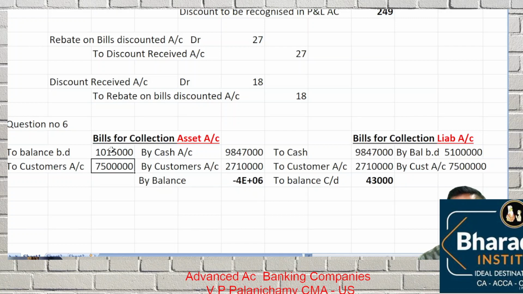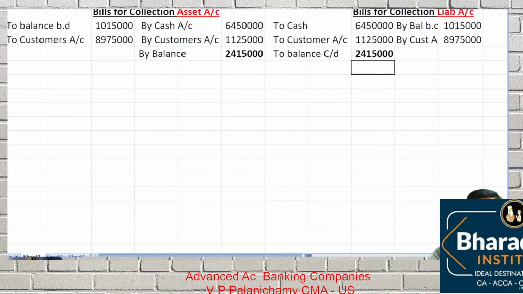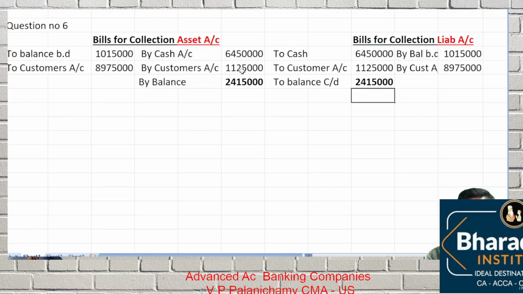Let me do it. What is the opening balance? 10 lakh 15,000. From customers, we receive 89 lakh 75,000. By cash, 64 lakh 50,000 collected. Dishonored is how much? 11 lakh 25,000. As a balancing figure, we get the closing balance. Just do the opposite in liability. Yes, 10 lakh 15,000, 89 lakh 75,000. Cash 64 lakh 50,000. Returned is 11 lakh 25,000. The balance is 24 lakh 15,000.